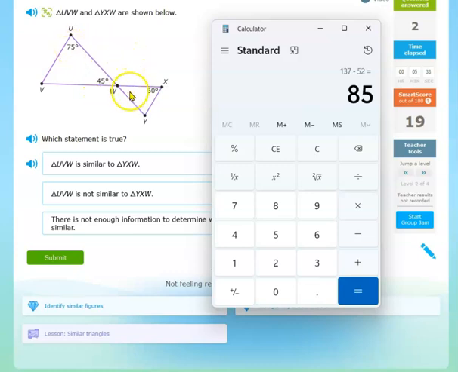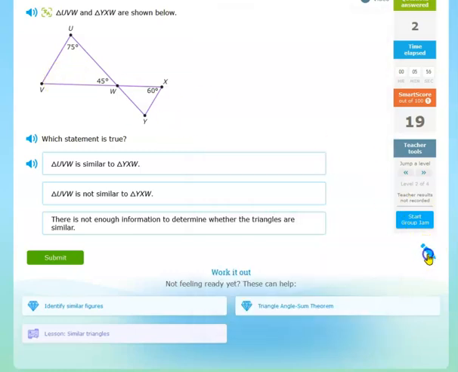I also see this bow tie formation, vertical angles, and I know that this angle here is 45. So we'll mark that one if we get that far. But for right now, we're going to find V. So we're going to do 180 minus 45 minus 75. Ooh, and we do get 60. So let's go ahead and mark 60 right here. This is very cool.